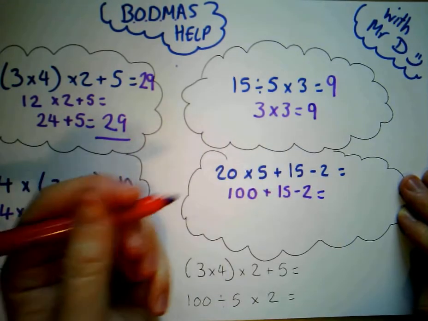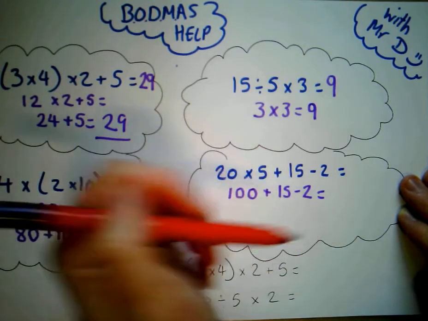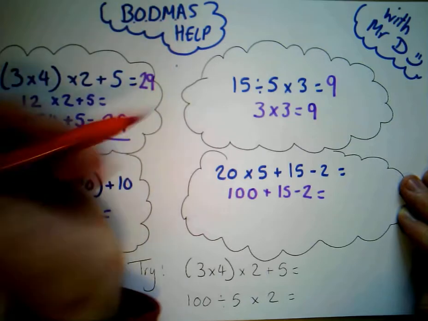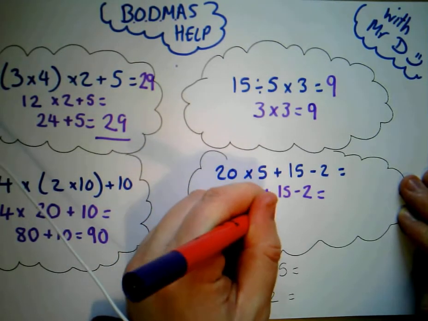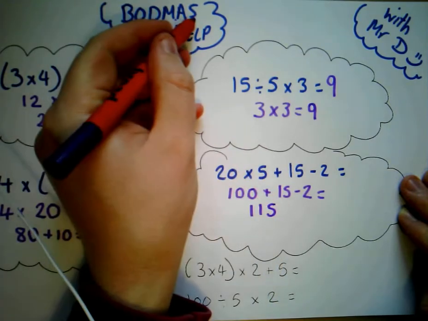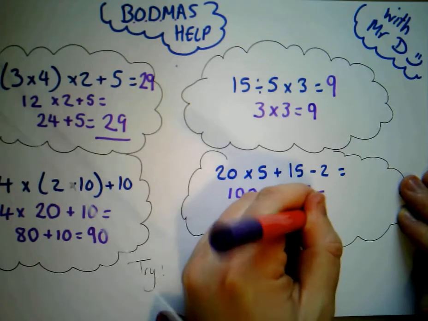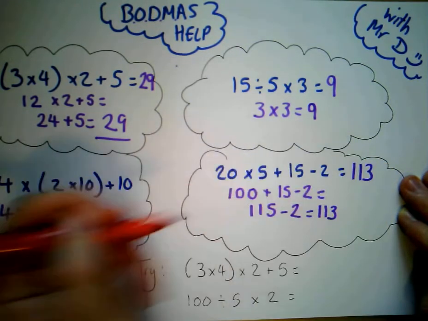Now I have two options here. I could deal with the addition then the subtraction, or I can deal with it in one calculation. We're going to stick to the method, so we're going to go to addition next. 100 add 15 is 115, and then my subtraction's last, take away 2 equals 113, and my answer goes back at the top.